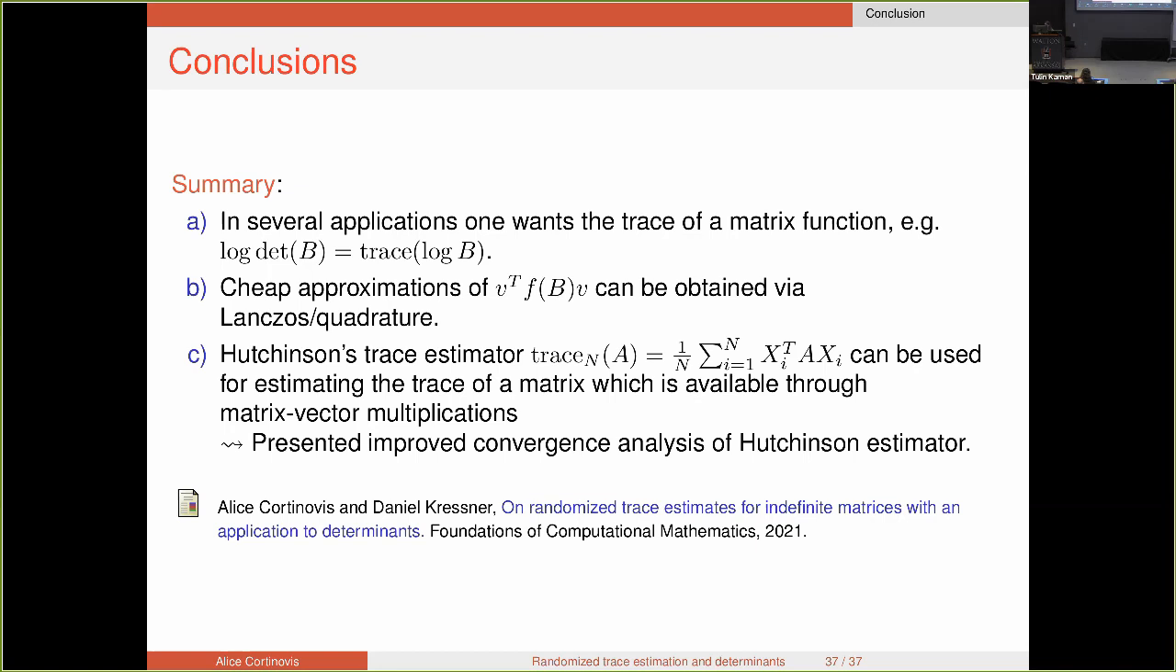Okay, so you're using random vectors with Gaussian statistics to sample your matrix to compute the trace. You get 1 over square root of n convergence. This reminds me of Monte Carlo integration. Is there a way to use quasi-random sequences to create quasi-random vectors, which will give your algorithm better convergence behavior?